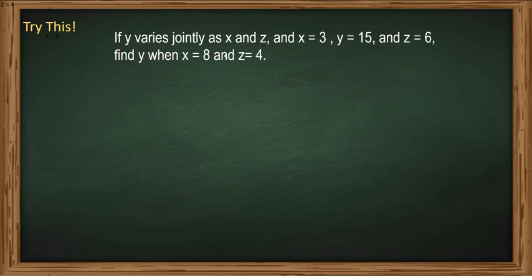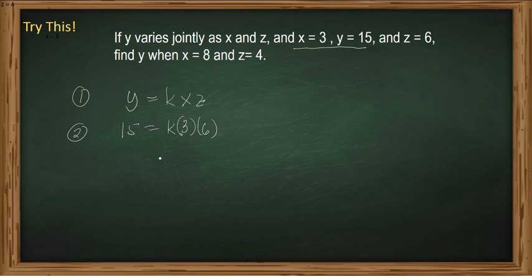So let's solve it. So if we have y, step 1, write the equation of variation. We have y varies jointly as x and z. Then step 2, solve for the k by substituting the first set of values. And x is equal to 3, y is equal to 15, and z is equal to 6. So we have y over xz equals k.